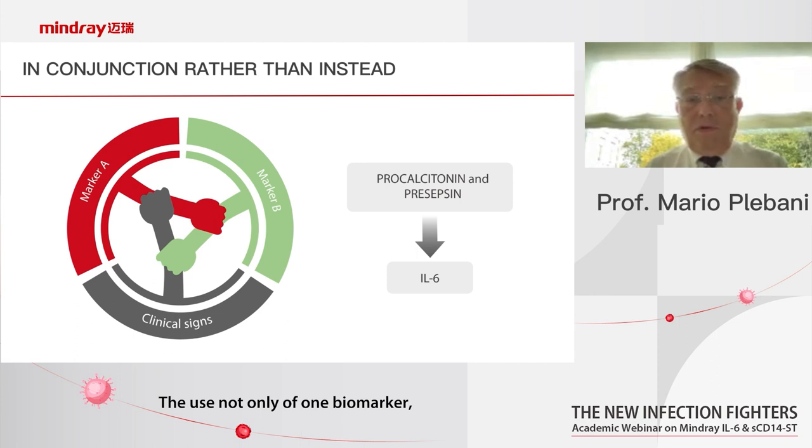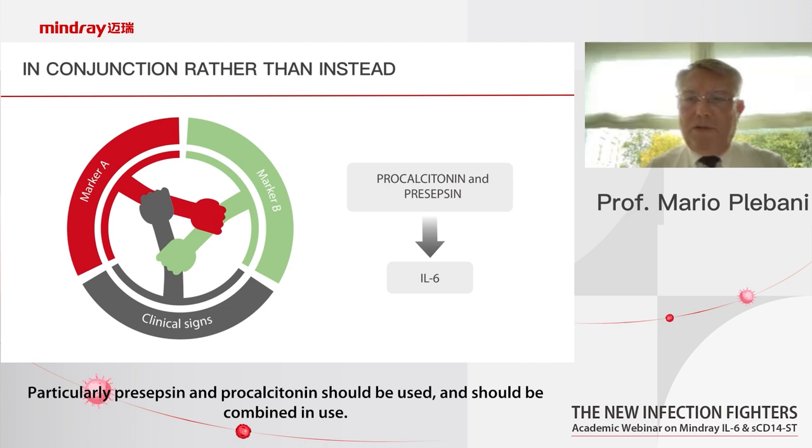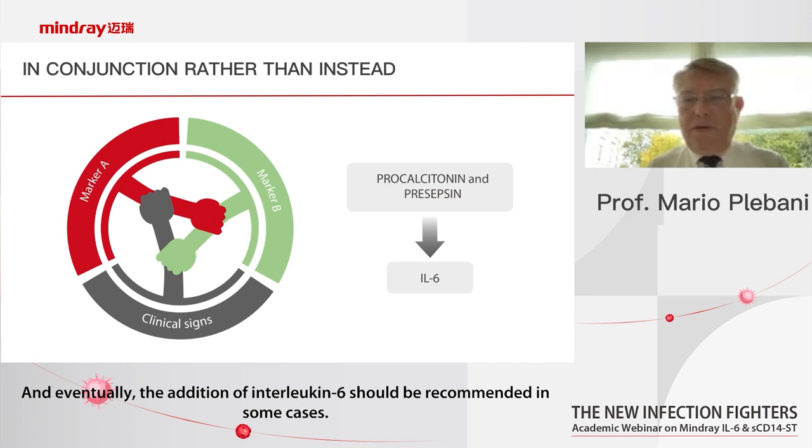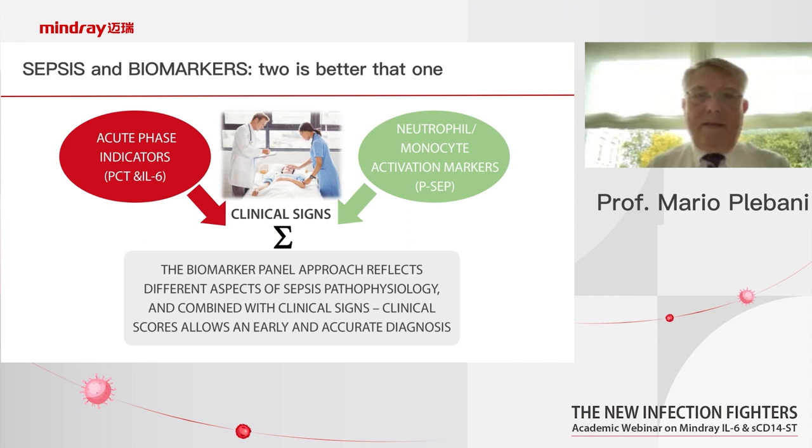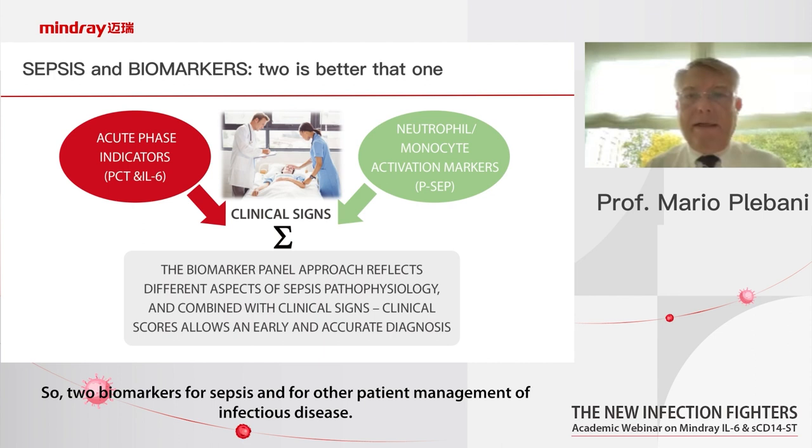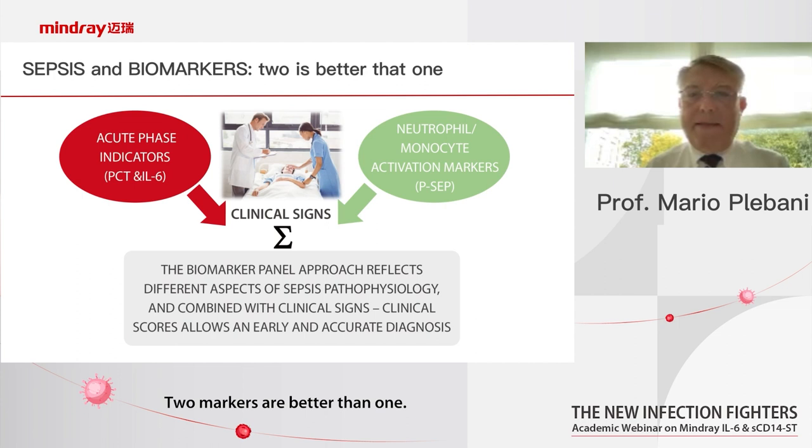Today, the use not only of one biomarker, but the combination of biomarkers is highly suggested, and particularly procalcitonin and presepsin should be combined and used, and eventually the addition of interleukin-6 should be recommended in some cases. So, for sepsis and for other patient management of infectious disease, two markers are better than one.